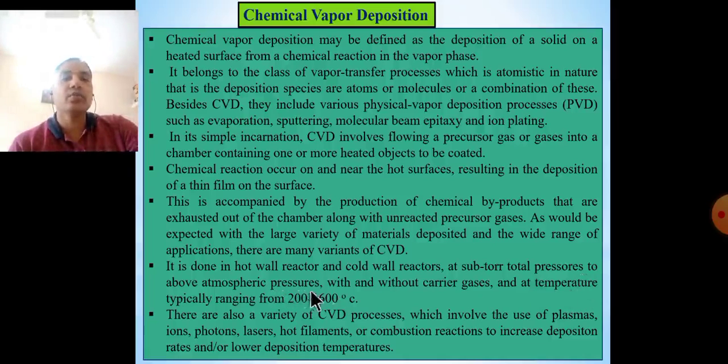to above atmospheric pressure with and without carrier gases, and at temperatures typically ranging from 200 to 1600 degrees Celsius. There are also a variety of CVD processes which involve the use of plasmas, ions, photons, lasers, hot filaments or combustion reactions to increase deposition rate and lower the deposition temperature.